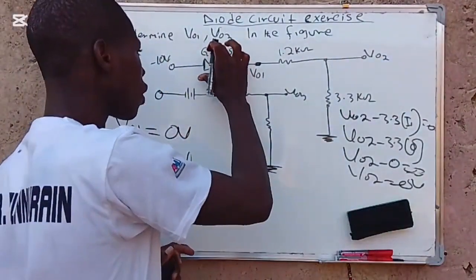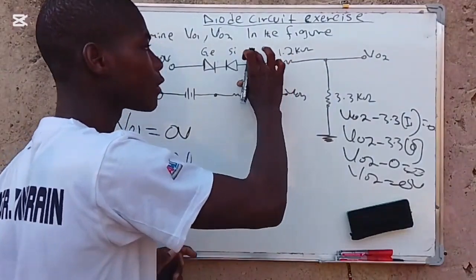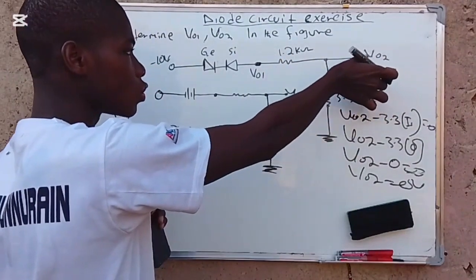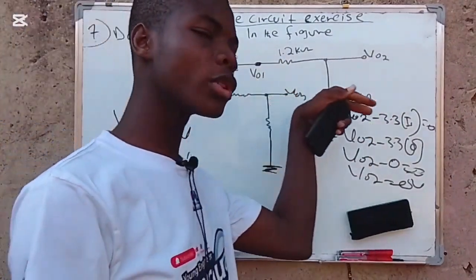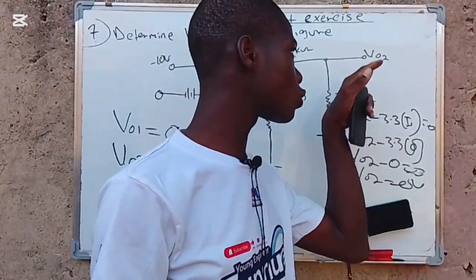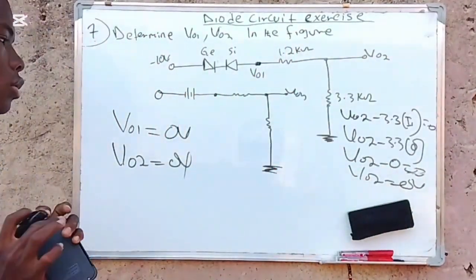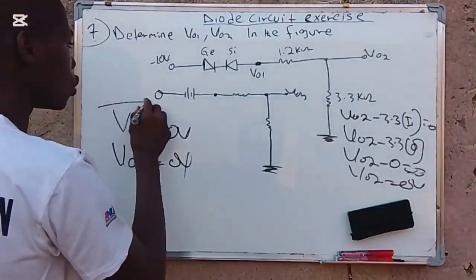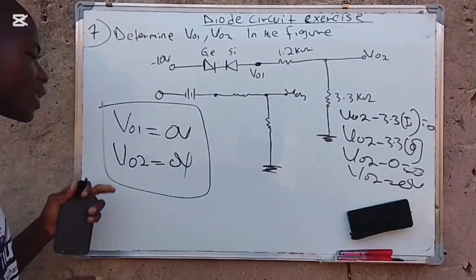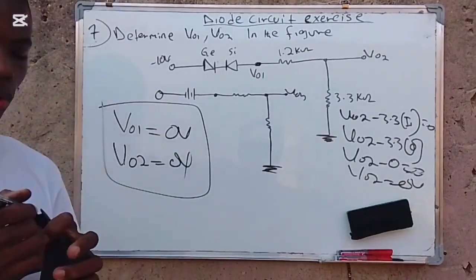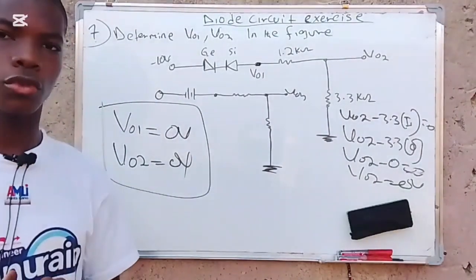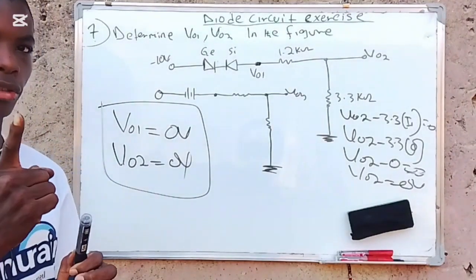When this diode is off, it means no more current flows in the circuit. I am substituting the current in here so that I can find VO2. This is all I have for you for this question. Therefore the values of VO1 and VO2, or V output 1 and V output 2, are 0 volts. Take note of this.